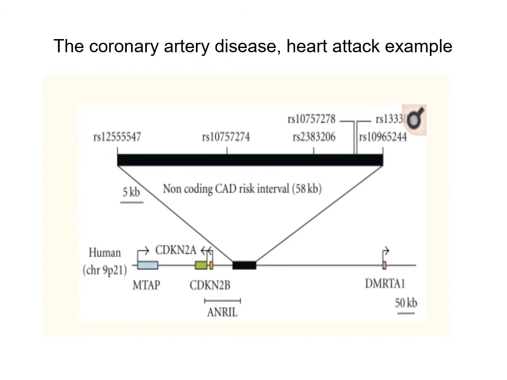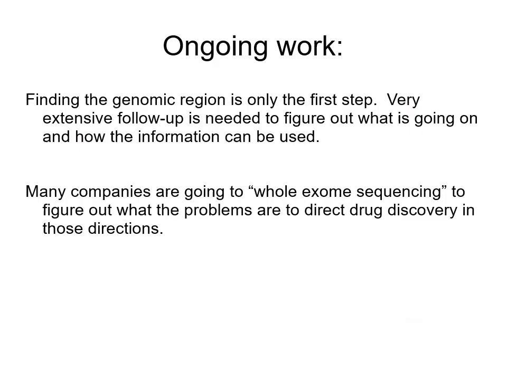So here's what it looks like. The region, the non-coding risk interval, is 58 kilobases long, and it does encode this long non-coding RNA. And on the top is the list. The SNPs have names that are all called RS something. Those are the SNPs that are strongly correlated with coronary artery disease, the risk alleles of those particular genes. But identifying the RNA is really only the first step in trying to understand the role of this region and the basic biology, really, of this particular coronary artery disease. So obviously, much follow-up is required to figure out what's going on.